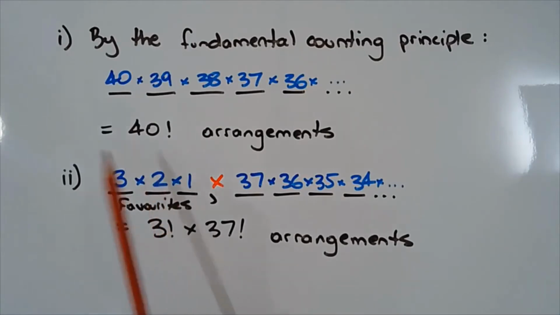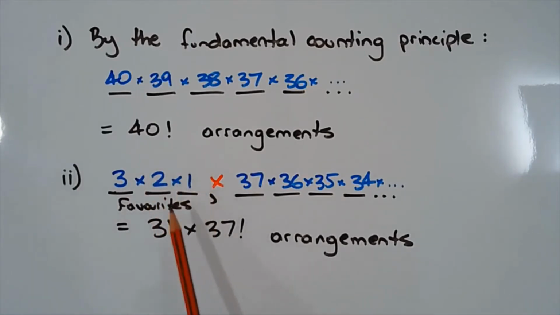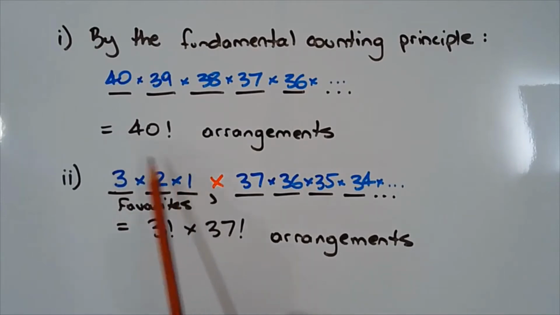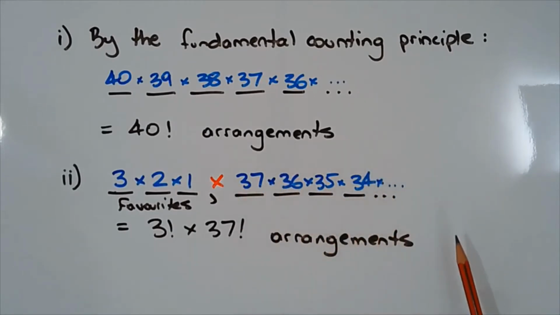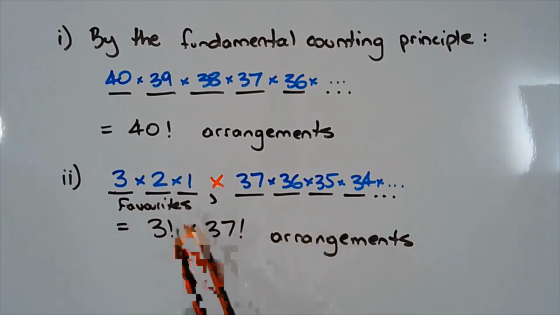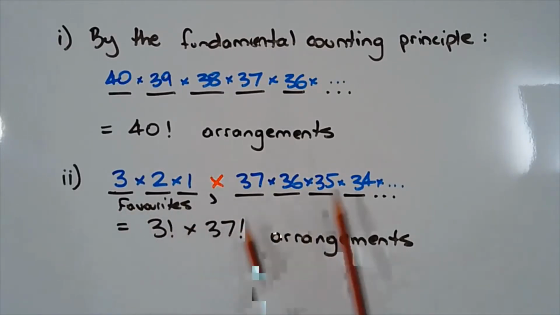Then once that has been chosen, she's only got 1 left to pick from. So there's 3 factorial ways of arranging her favorites as first, second, third place. And then that leaves 37 songs to order for the remaining 37 places. So the total number of arrangements in this case is 3 factorial multiplied by 37 factorial.